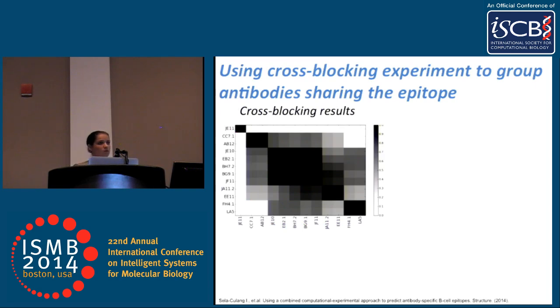Our collaborators also performed a cross-blocking assay of the 12 antibodies against each other. You can see the results of this assay here, where black cells correspond to antibodies that completely blocked each other's binding to D8, and thus their epitopes are assumed to be highly similar or identical. Gray cells correspond to antibodies that partially blocked each other's binding to D8, and thus their epitopes are assumed to be partially overlapping or close in space.